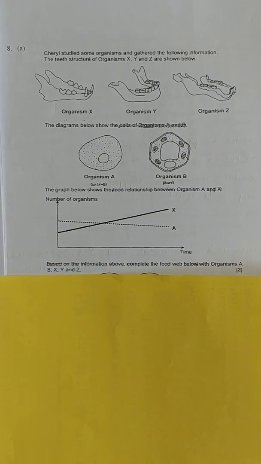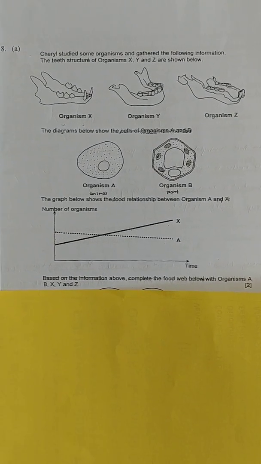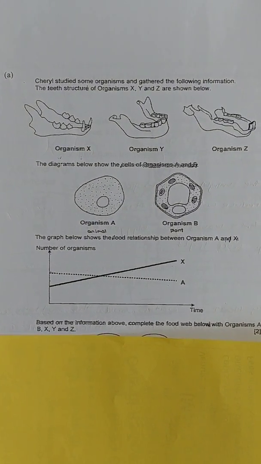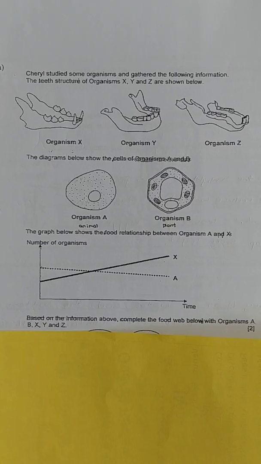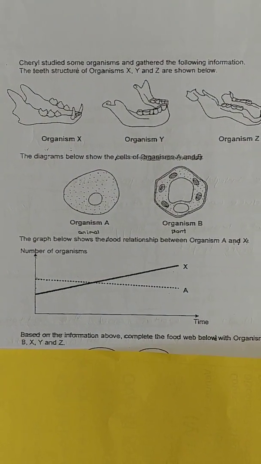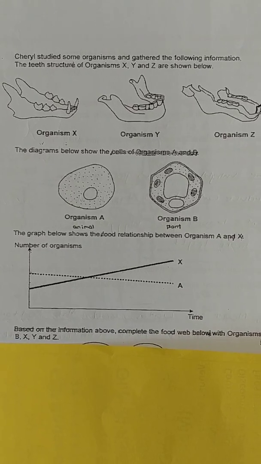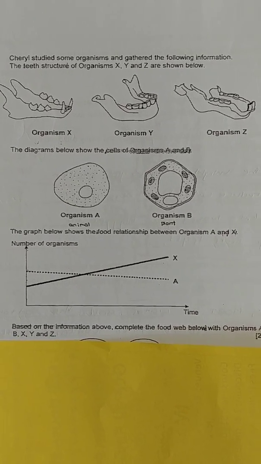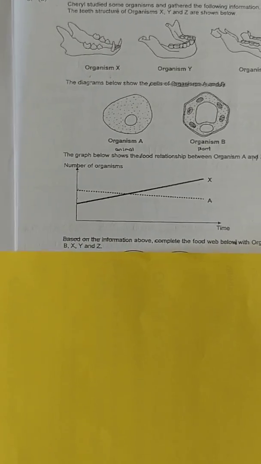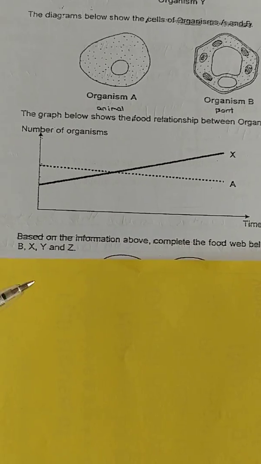This is a very interesting P6 question asking students to draw a food web. It says, Cheryl studied some organisms and gathered the following information. The teeth structures of organisms X, Y, and Z are shown below. And there are also two other organisms, A and B. And there's this population graph here.